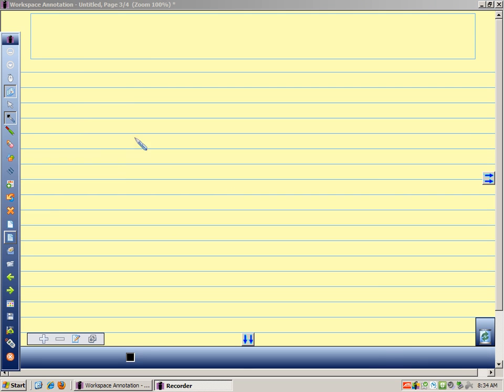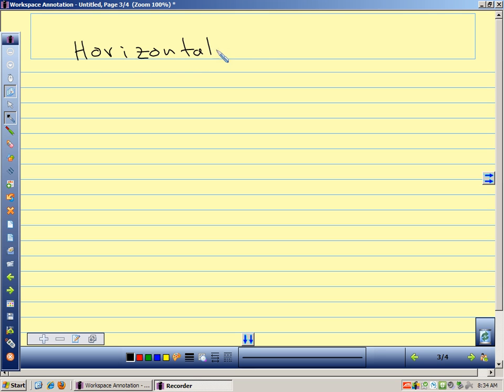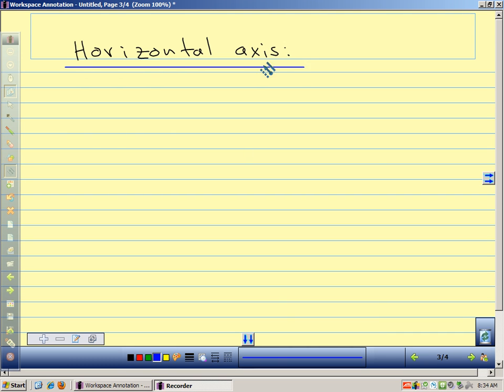Okay, so a horizontal axis. For a horizontal axis, my form is y minus k squared equals 4p times x minus h.